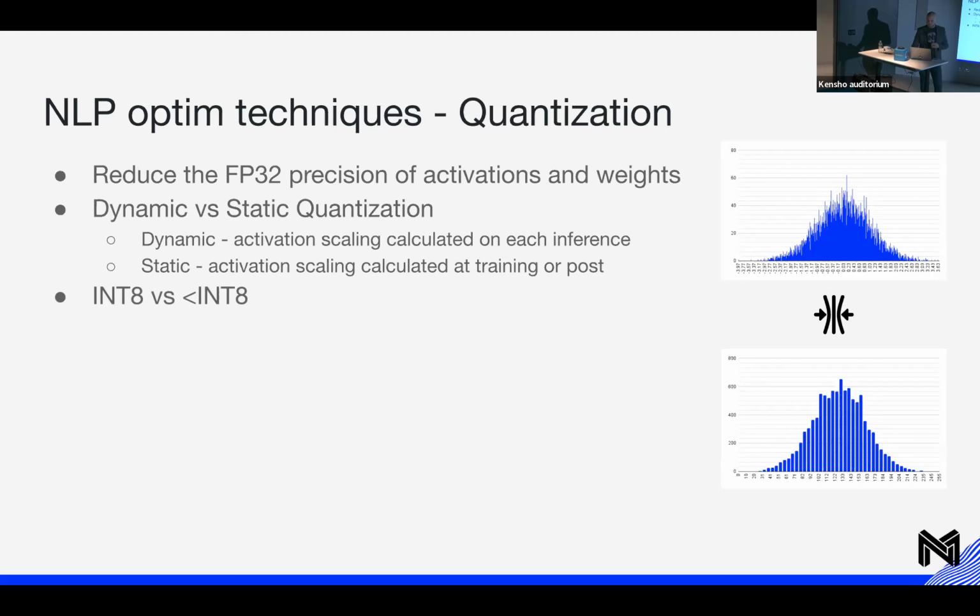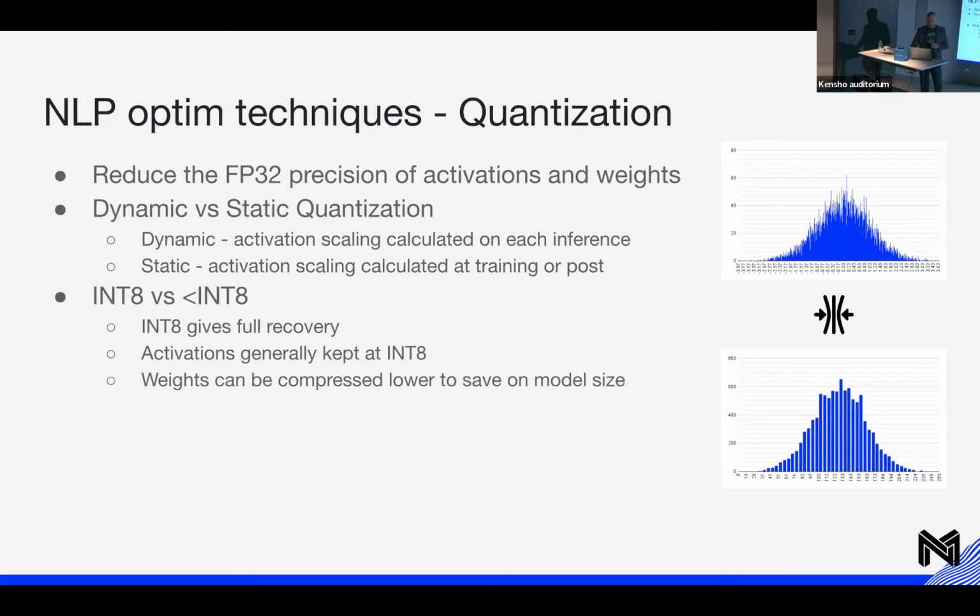And then talking about N8 versus less than N8, so N4 or things like that. N8, generally we can get full recovery across any domain, NLP included. It's usually pretty easy, limited hyperparameter tuning. The activations are generally always kept at N8, even if we go less than N4. If you see any of that research on N4, N2, or binary networks, usually activations are kept there. The weights can be compressed lower to save on model size.